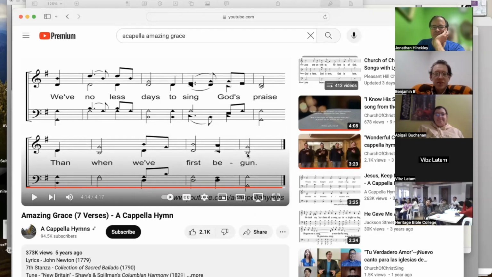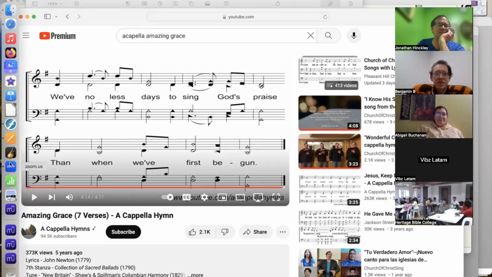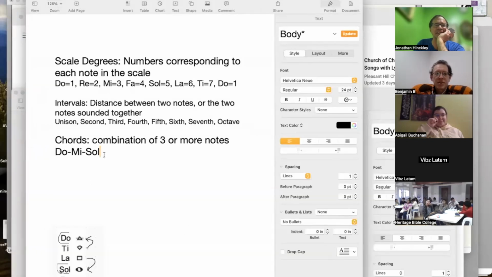Mi. Mi. Okay? So what we learned last time is that you can leave this note out, the sol, and if you just hear do, mi, it will give you the sound of that chord. As long as you have what we call the root and the third, it will give you the sound of that chord. So a lot of songs do end just with the do, mi, but the full chord would be do, mi, so.